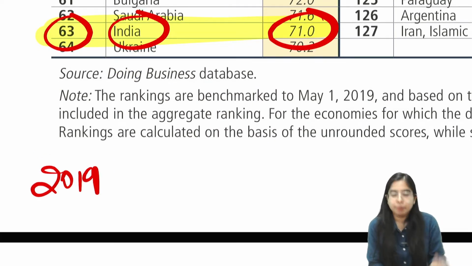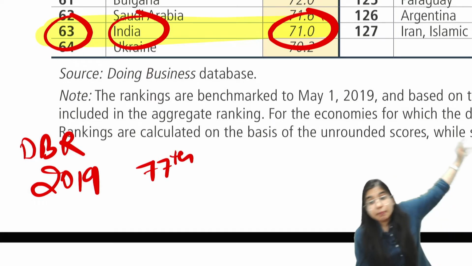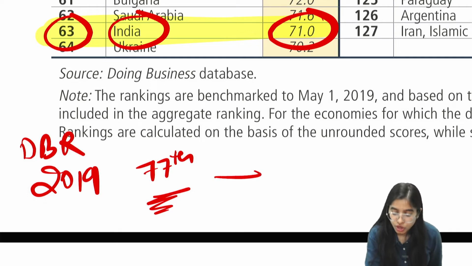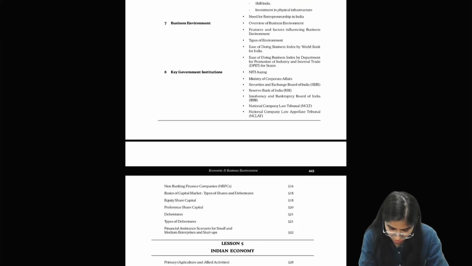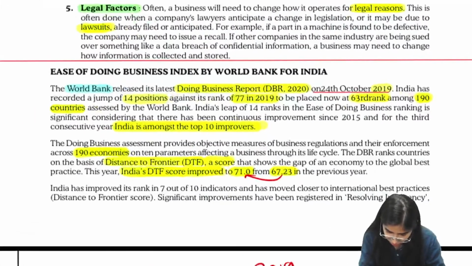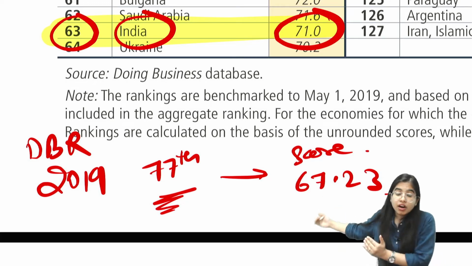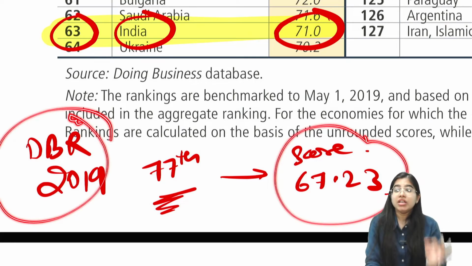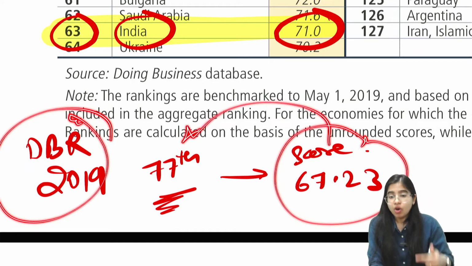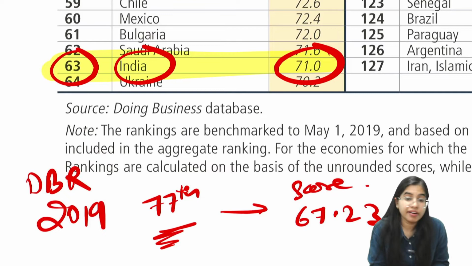Madam, I want to show you one thing. In DBR 2019, India was in 77th position with the score of 67.23. Currently we are in 2022, but in 2019 India had a score of 67.23 and was at a rank of 77th. It jumped from 77th to 63rd position.